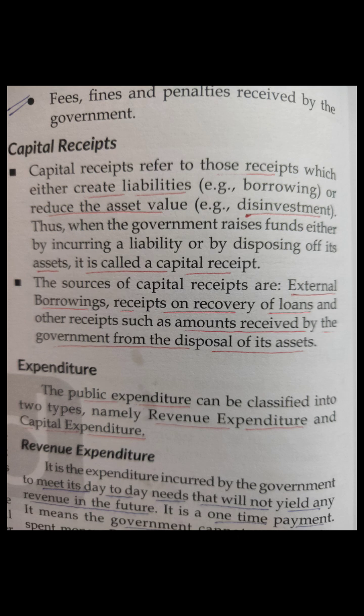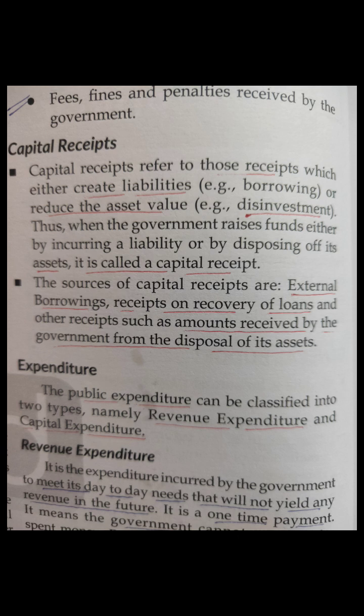4. Salaries and pensions. The government needs to pay salaries to its employees, such as teachers, doctors, clerks, and other public servants. It also has to pay pensions to retired employees. Example, the salary paid to a school teacher or the pension given to a retired soldier is a revenue expenditure.